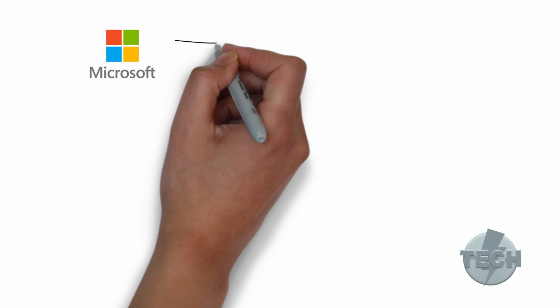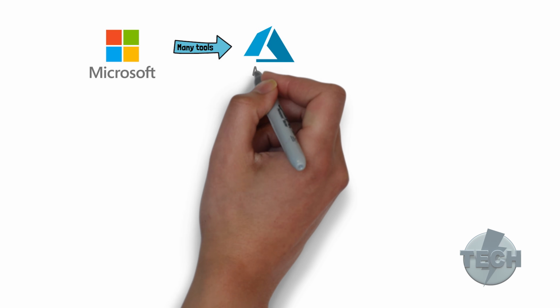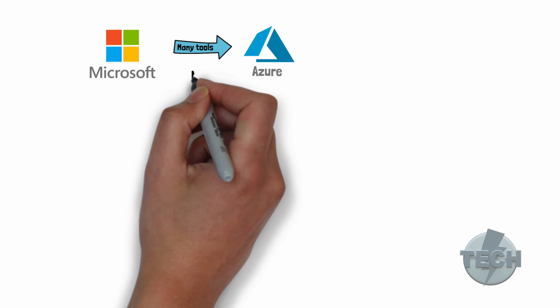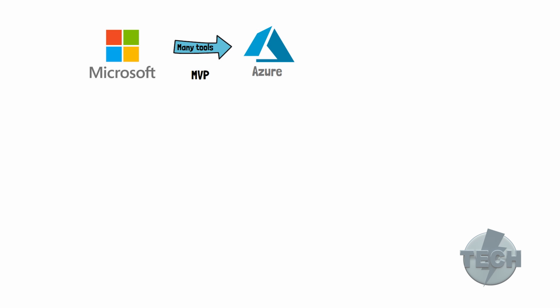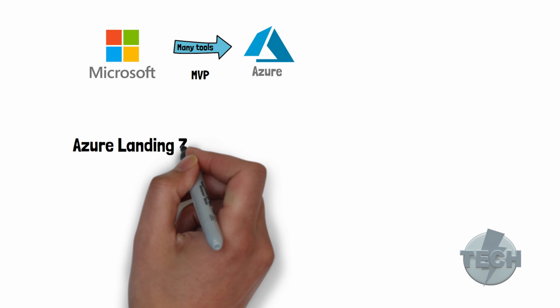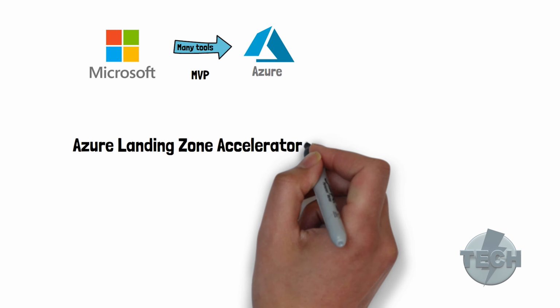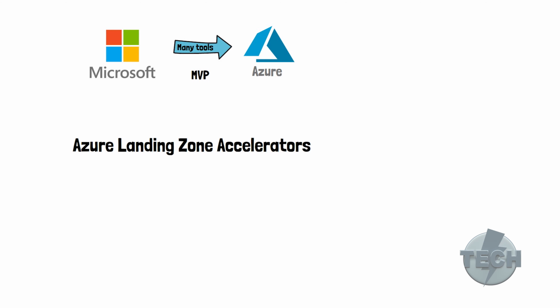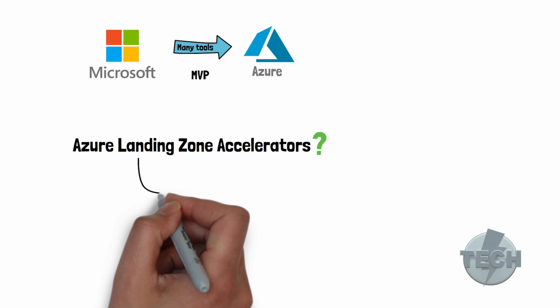Microsoft provides many tools and support in order to deploy an Azure landing zone. The general idea of these tools is to have a minimal viable product, MVP, which can be expanded as the business needs grow. They have developed what is called Azure Landing Zone Accelerators. You can find a link in the video description below. What exactly are Azure Landing Zone Accelerators?